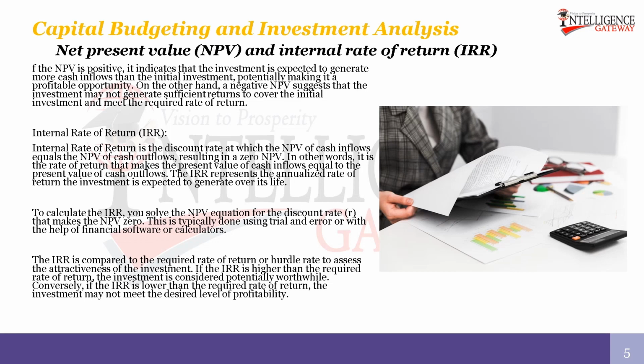To calculate the IRR, you solve the NPV equation for the discount rate R that makes the NPV zero. This is typically done using trial and error or with the help of financial software or calculators. The IRR is compared to the required rate of return, or hurdle rate, to assess the attractiveness of the investment. If the IRR is higher than the required rate of return, the investment is considered potentially worthwhile.